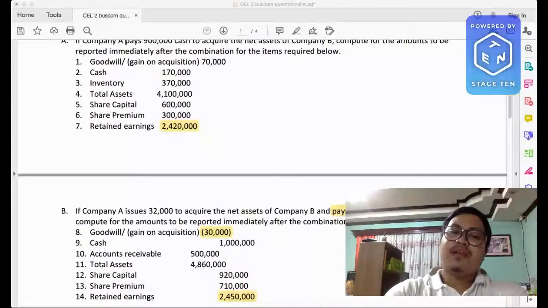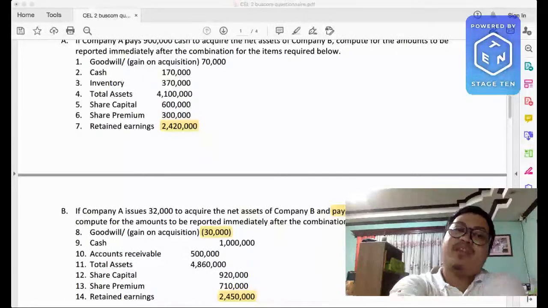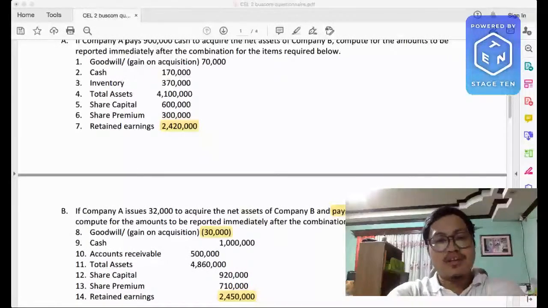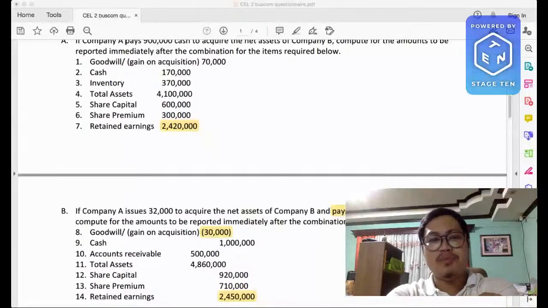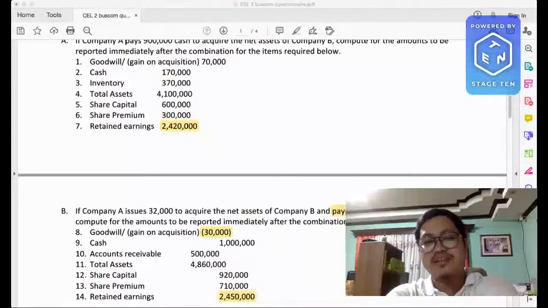Okay? Now, the things that you are to be careful of, class, for shareholders' equity is when the consideration is in terms of shares. If the consideration is not in shares, class, your shareholders' equity will just be the same as the shareholders' equity reported by the surviving entity immediately before the combination, with the exemption that you have to be careful with regard to your retained earnings. As to your share capital and your share premium, it would just be the same amounts as reported immediately before the combination. But again, that is if the consideration is in cash, if the consideration is not in shares.